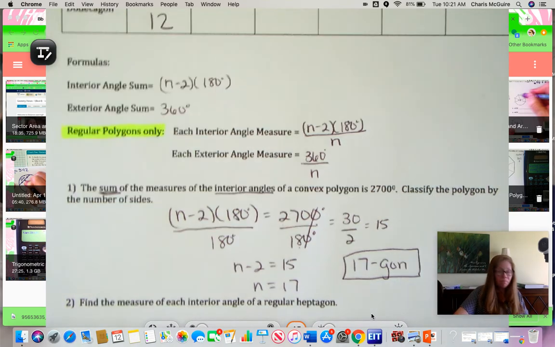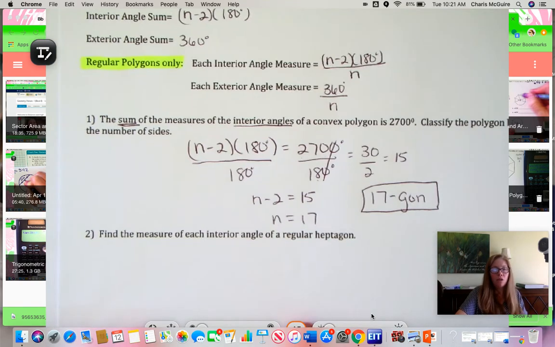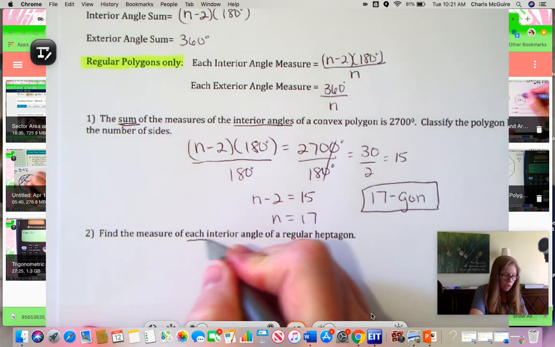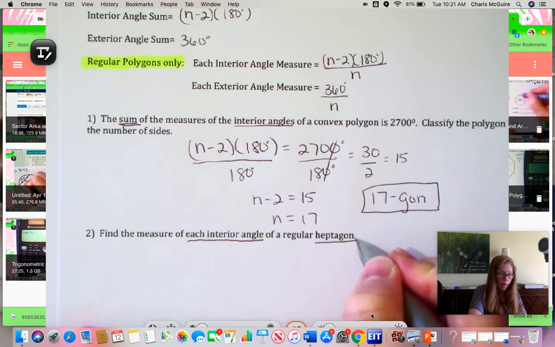Alrighty. Number 2, find the measure of each interior angle of a regular heptagon. I'm going to let you try this on your own because it's just a formula. So go grab the formula for each interior angle of a heptagon.